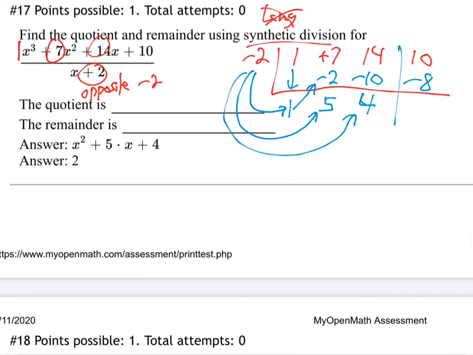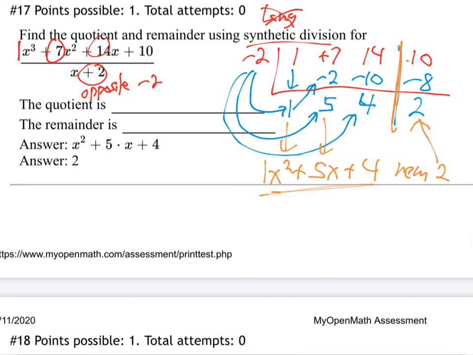Add them up, 2. So then you turn these back into x's. So you say this is 1x squared plus 5x plus 4, remainder 2. See how I put a box around that last? That last one is always your remainder. So there's our answer: x squared plus 5x plus 4, remainder 2. Way easier than normal long division, isn't it?